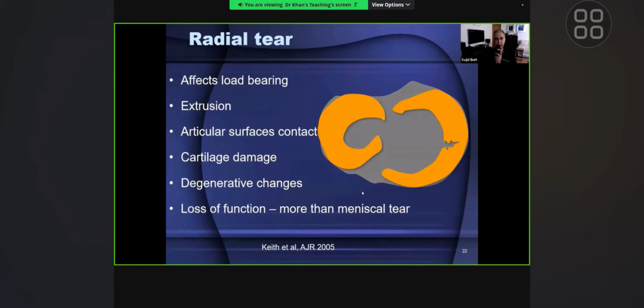The third type of tear is called a radial tear. A radial tear happens in the central free edge of the meniscus.